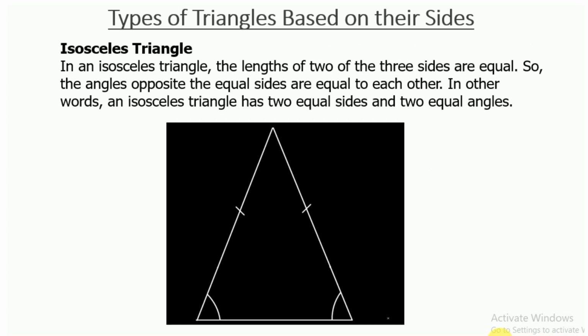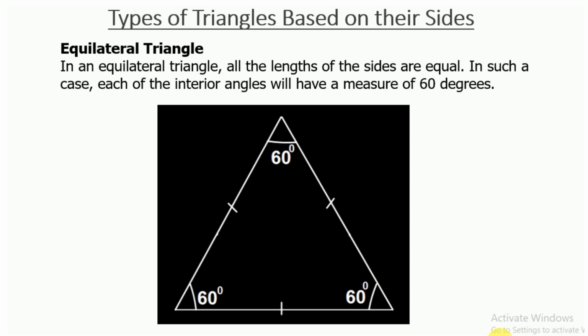Let us now look at the isosceles triangle. In an isosceles triangle, the length of 2 of the 3 sides are equal. So the angles opposite the equal sides are equal to each other. In other words, an isosceles triangle has 2 equal sides and 2 equal angles. The equilateral triangle. In an equilateral triangle, all the lengths of the sides are equal. In such a case, each of the interior angles will have a measure of 60 degrees.